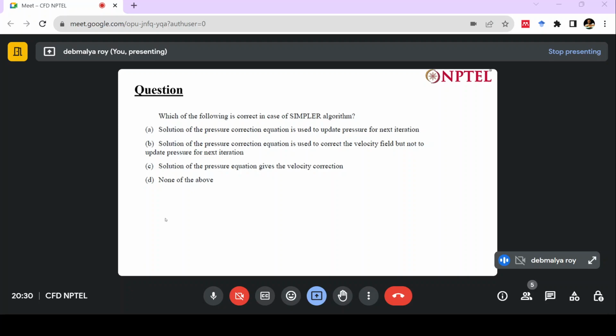Again, another factual question about simpler. The solution of the pressure correction equation is used to update the pressure for the next iteration. It is asked which one of them is true. The first option: the solution of the pressure correction equation is used to update pressure for the next iteration.